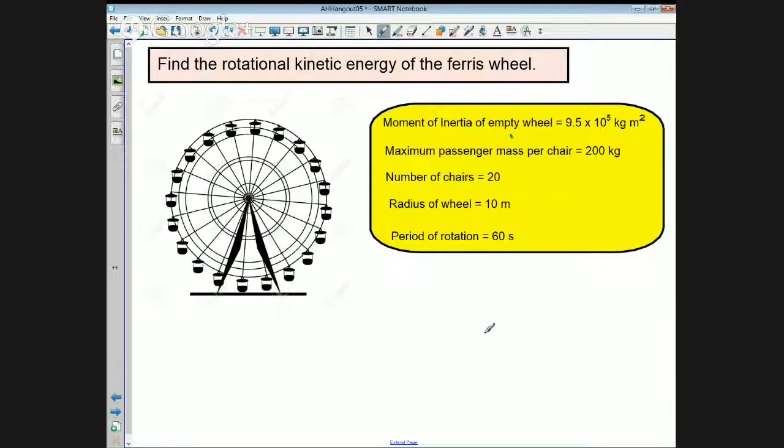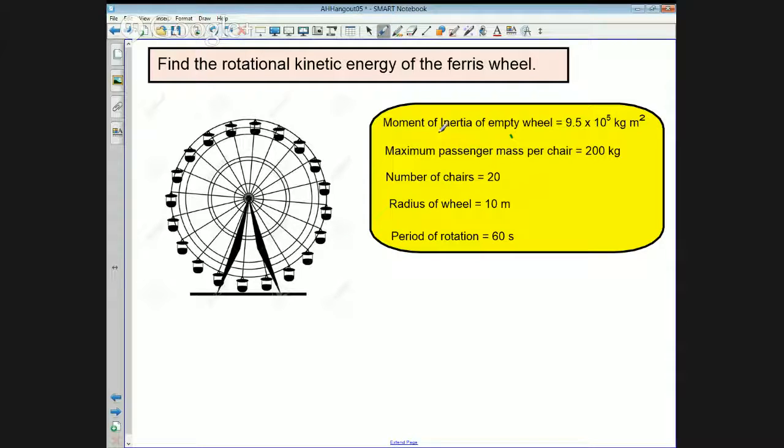Let's take a little minute to read this. First of all, we have a Ferris wheel going round, like the one in Glasgow Green during the Commonwealth Games, or the one in Strathclyde Park. Find the rotational kinetic energy of the Ferris wheel. Now, what have we got then?